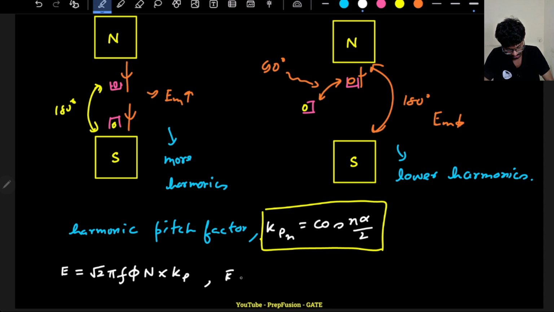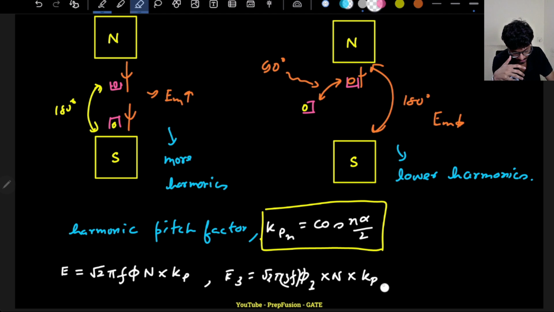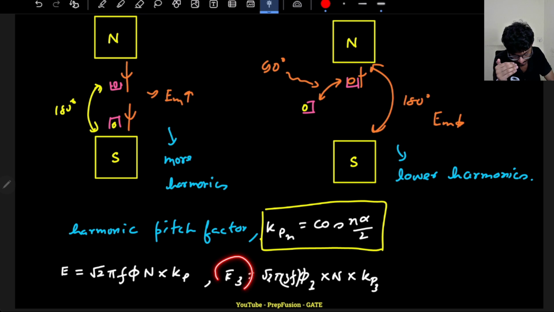So there will be harmonics: third harmonics, second harmonics won't be there. There will be third harmonics, E3, right? So E3 will be root 2, same value, but my flux also will be phi 3, the third harmonic component of the flux, and the frequency also will become 3f, into n, basically the number of turns, into Kpn, the nth harmonic, Kp3, because it is the third harmonic pitch factor. So let's say if I want to make the third harmonic component of the induced EMF 0, I will make my Kp3 0. How will I make my Kp3 0?